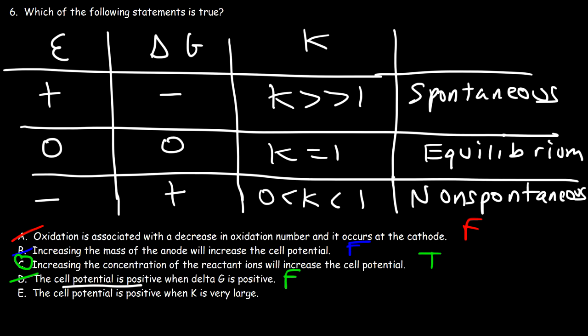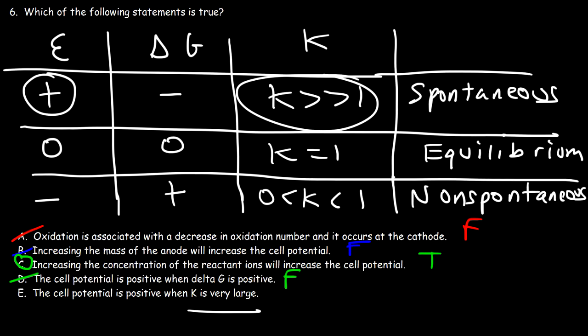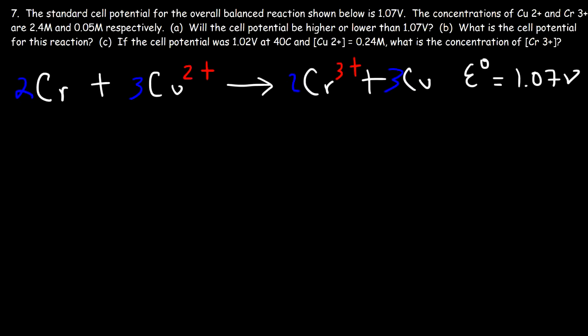Now what about E? Is that a true or false statement? The cell potential is positive when K is very large. And that is true. When the cell potential is positive, K is greater than 1. So we have 2 true statements. So there's 2 answers. Answer choice C and E are both true.